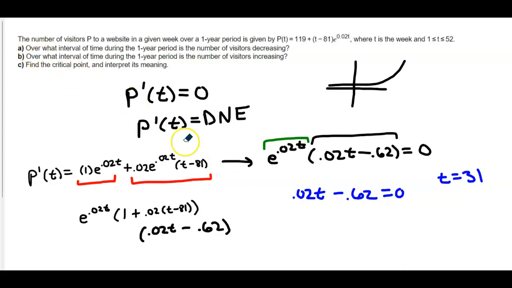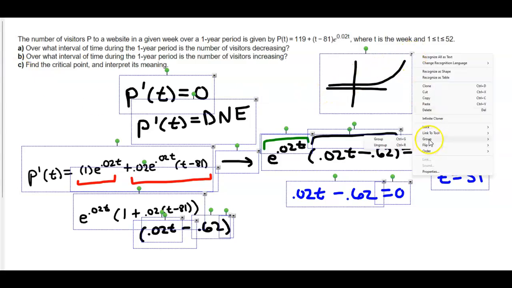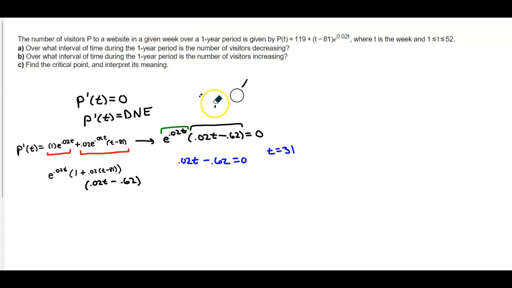Now, in order to answer parts A and B, we've got to figure out what's going on to the left and to the right of that t equals 31. We can do it in a couple of ways. It might be easiest to just let the calculator evaluate.